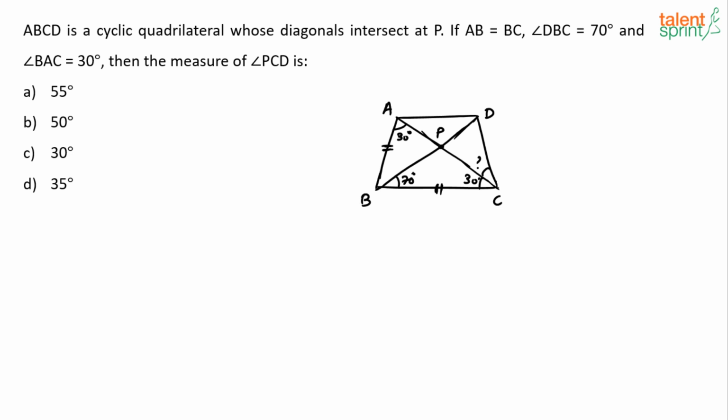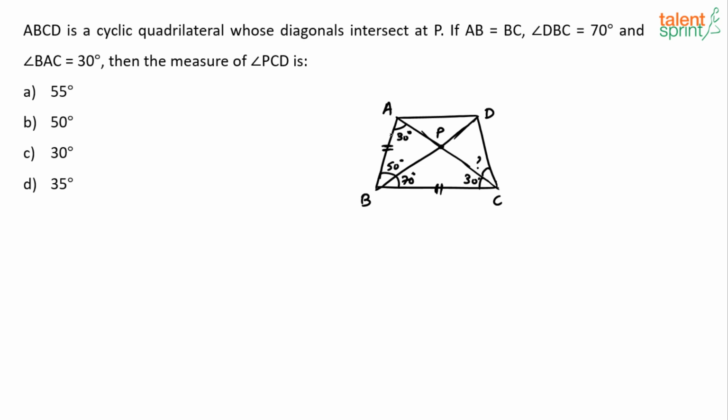Okay. And if that is the case, then in triangle ABC, the sum of the angles has to be 180, right? So 30 plus 30 is 60, 60 plus 70, 130. So this angle should be 50 degrees. Yes or no? You're getting it? 50 plus 70, 120, 120 plus 30 plus 30, 180.